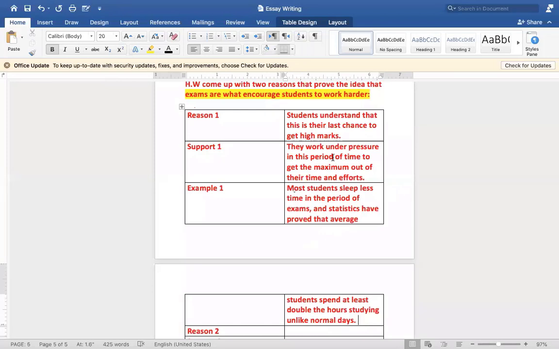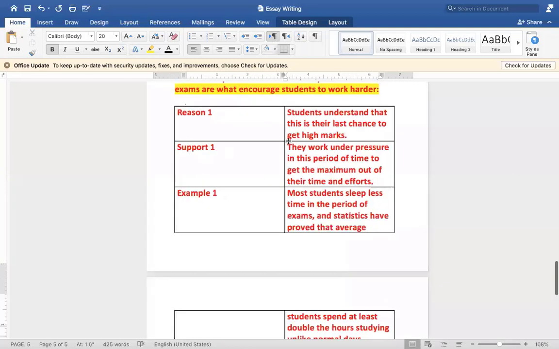ايه رايكم يا جماعه؟ Correct. هل ده سبب يثبت الامتحانات بتخلينا نذاكر اكتر؟ طبعا. Students understand that this is their last chance to get high marks. يبقى ده سبب من الاسباب. طيب فبالتالي بيعملوا ايه؟ بيشتغلوا تحت البريشر ويقضوا وقت كتير يذاكروا. They exert a lot of efforts and spend a lot of time studying. طب الدليل على كده ايه؟ ان معظم students they sleep less in the period of exams, and the statistics have proved that the average students spend at least double the hours studying unlike normal days. على خلاف الايام العاديه.